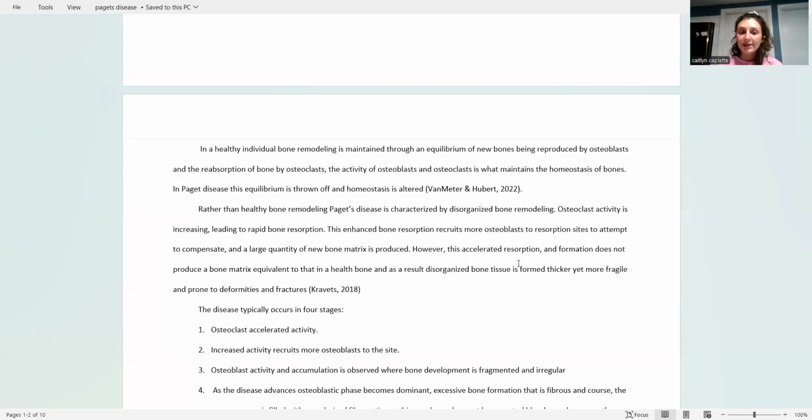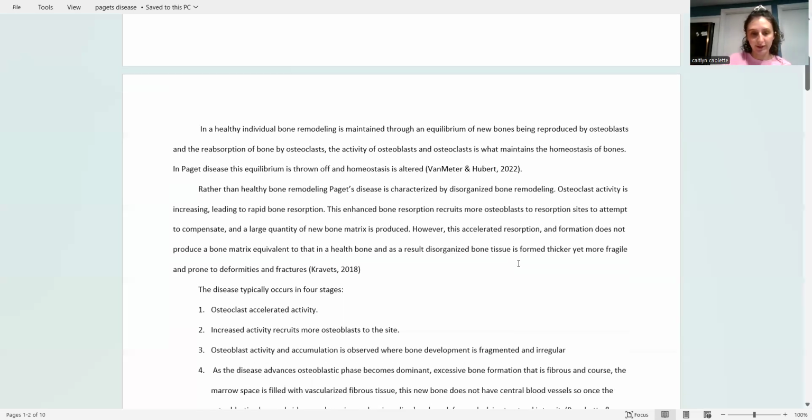So basically, osteoclast activity is increased, leading to rapid bone resorption. The enhanced bone resorption recruits more osteoblasts to the site to attempt to compensate. A large quantity of new bone matrix is produced. However, this accelerated process does not produce a bone matrix that's equivalent to that in a healthy bone. As a result, disorganized bone tissue is formed that's thicker yet more fragile and prone to those deformities and fractures.